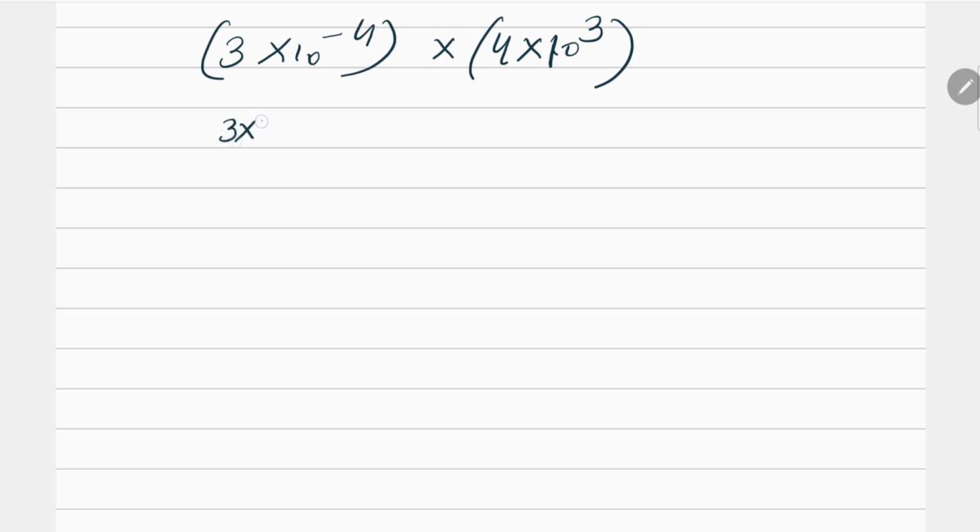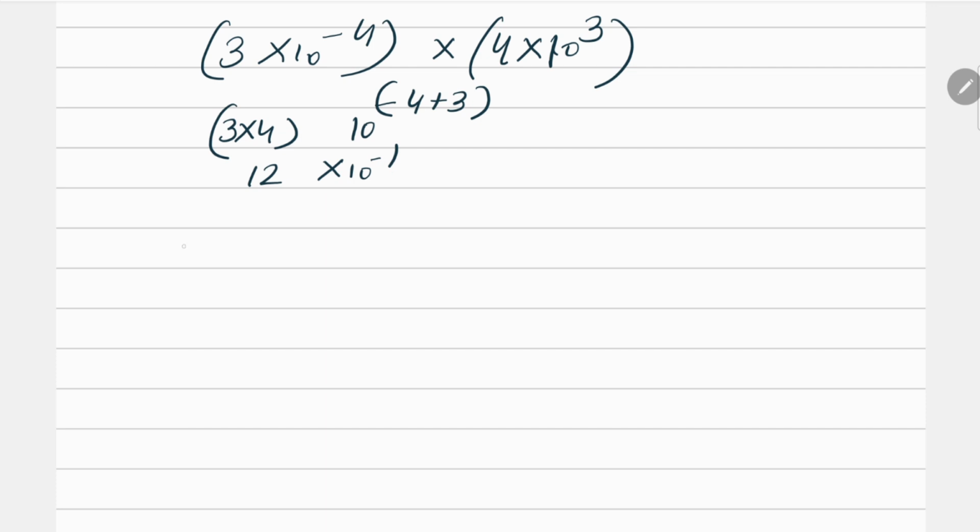Suppose we have taken 3 into 10 raised to power negative 4 multiplied by 4 into 10 raised to power 3. So the numbers are going to be multiplied, 3 and 4 are multiplied and the powers of 10 are added. It becomes 12 into 10 raised to power negative 1.